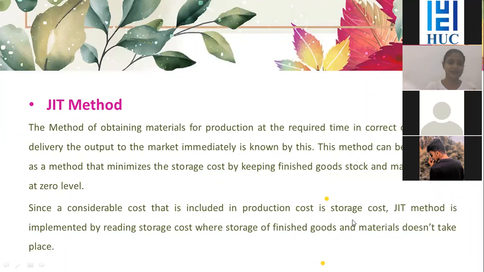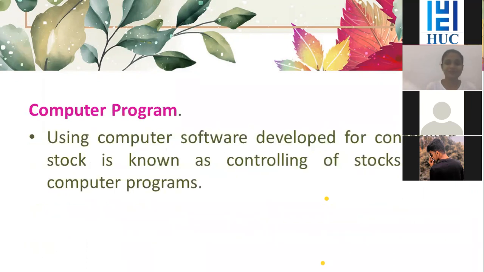In the just-in-time method, they don't keep any inventory. Once they want some raw materials, they just put an order and purchase it at that time. Once the production process is over, the finished goods are sent directly to the customers. That's all they do.